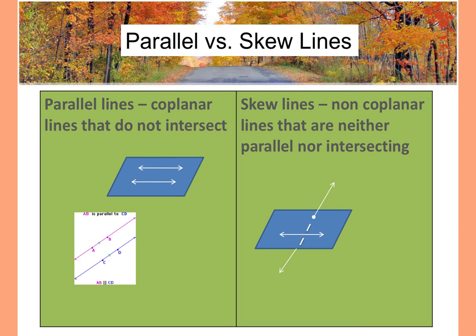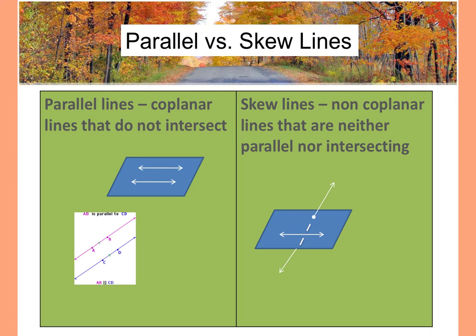It starts with the difference between parallel versus skew. A lot of people have heard of parallel lines before. The definition of parallel lines is coplanar lines that do not intersect. A lot of people know them as lines that don't ever touch, but they also have to be coplanar. They have to lie in that same plane. Skew lines also don't intersect, but they have to be non-coplanar, so they can't lie on the same plane.